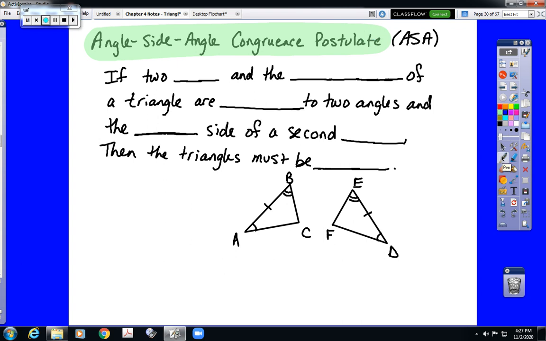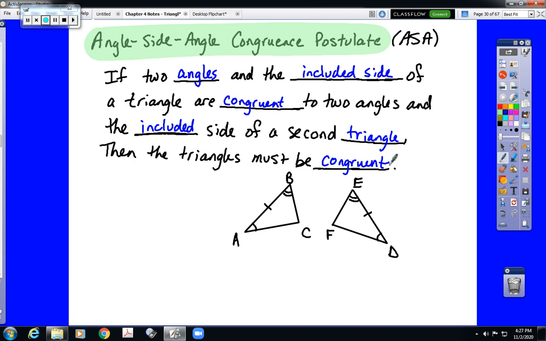Reads very similar to the others. If two angles and the included side of a triangle are congruent to two angles and the included side of a second triangle, then those two triangles must be congruent.